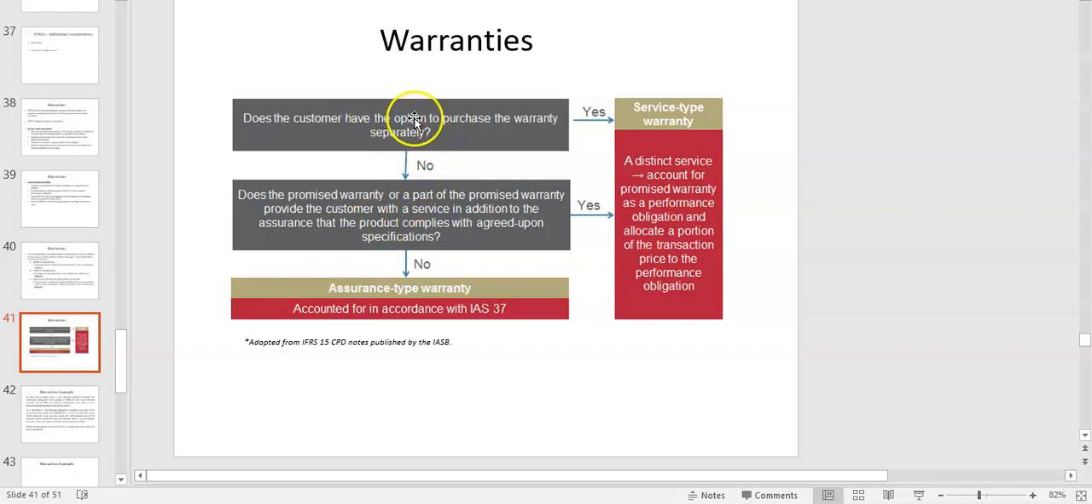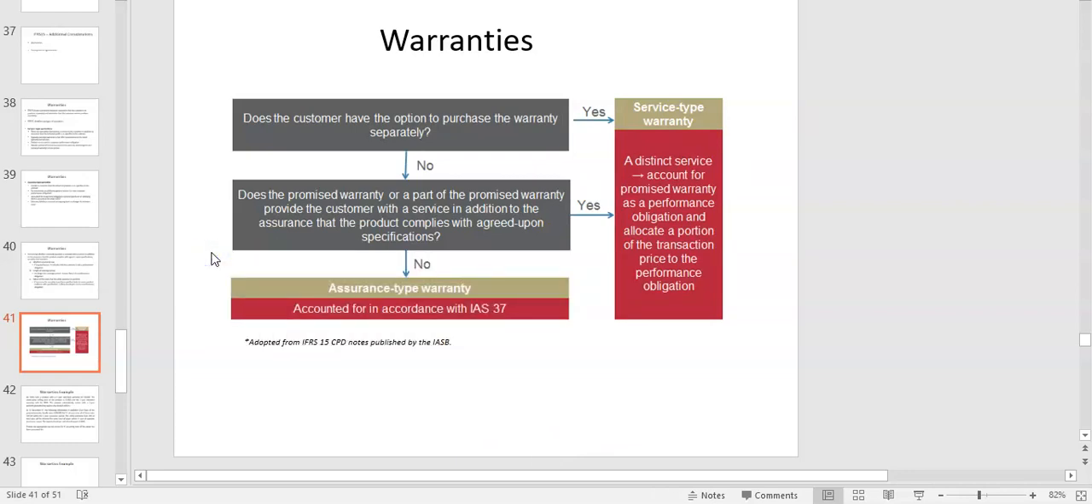Does the customer have the option to purchase the warranty separately? Yes, then it's clearly a service type warranty. Why? Because it's an additional performance obligation. Does the warranty or part of the warranty provide the customer with a service in addition to the assurance that the product complies with the specifications? If it does, you're into the bundle. If not, you're into IAS 37.